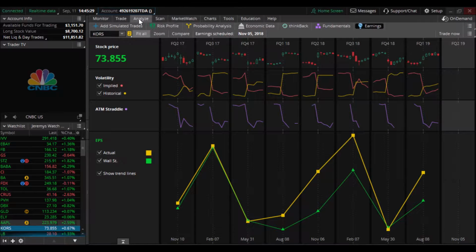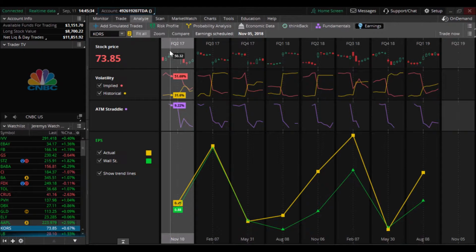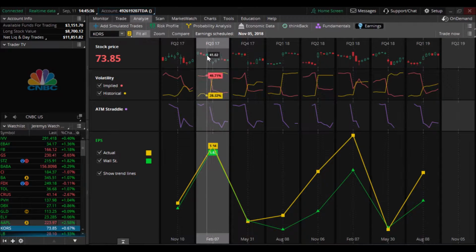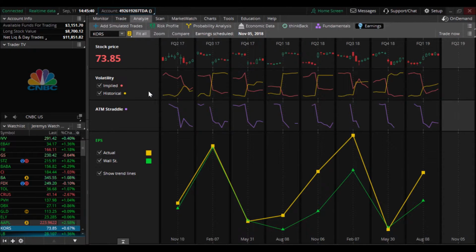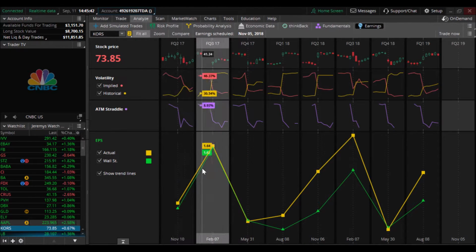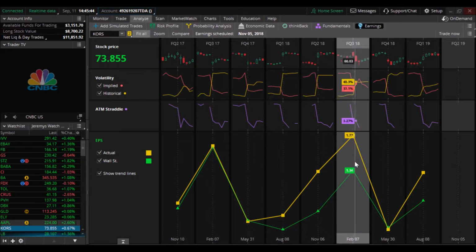The Analyze tab is my favorite personally because you can look at, let's say this is Coors, Michael Kors. You can see the stock fluctuation on earnings reports, whether it went up or went down, their volatility, and what the numbers were if they beat or missed.